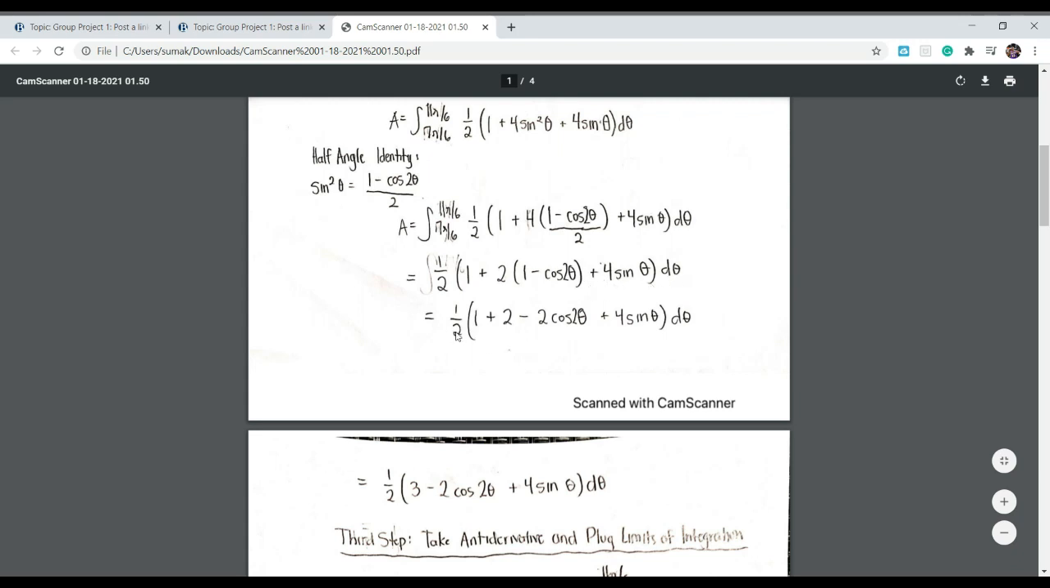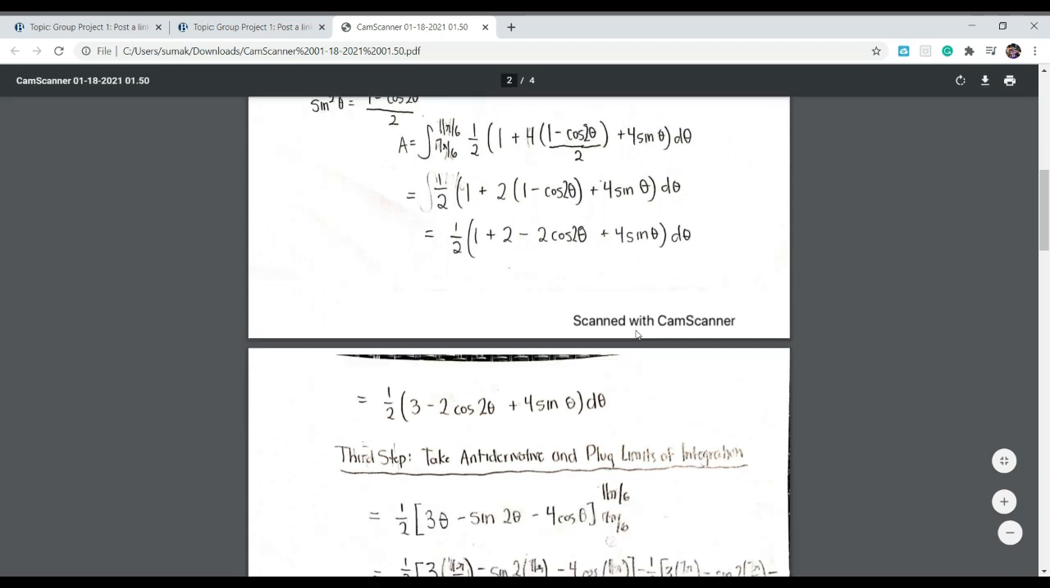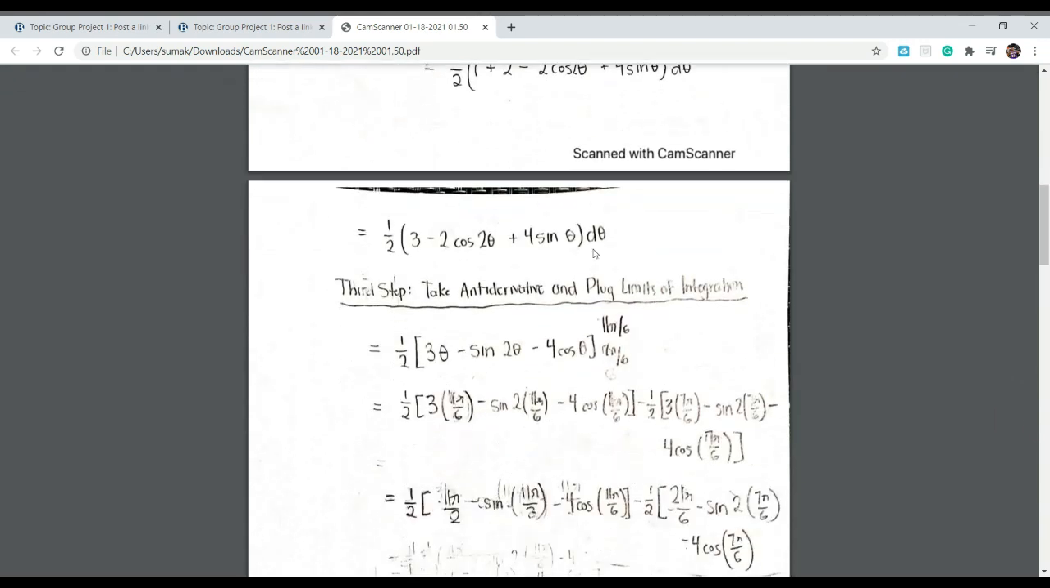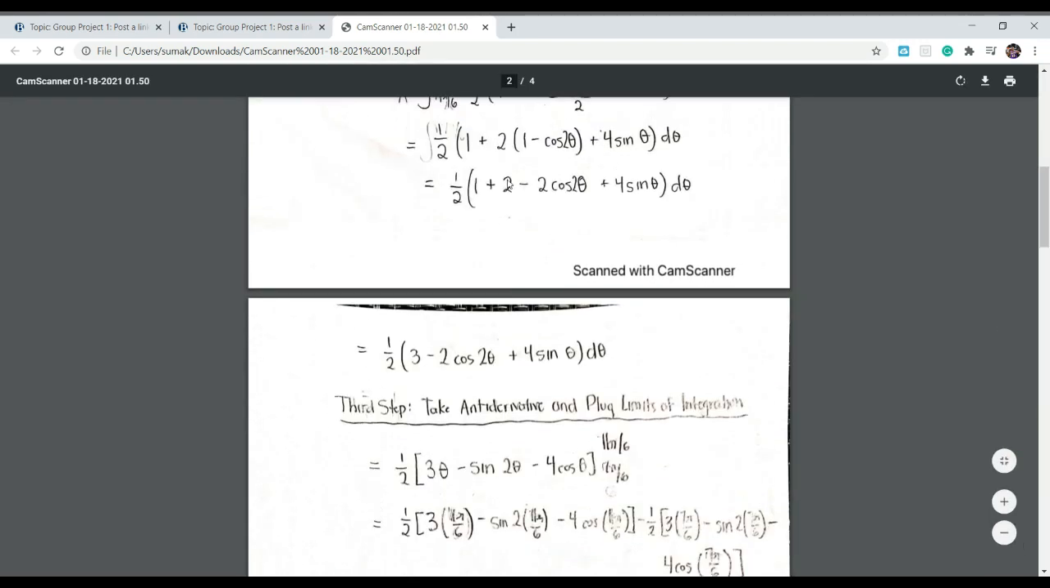Then we're going to multiply this out. So I got 1/2 times 1 plus 2 minus 2 cosine 2 theta plus 4 sine theta d theta. I'll scroll up a little and we'll continue. We have 1/2, and we're just going to add this 2 and 1, so we have 3 minus 2 cosine 2 theta plus 4 sine theta d theta.